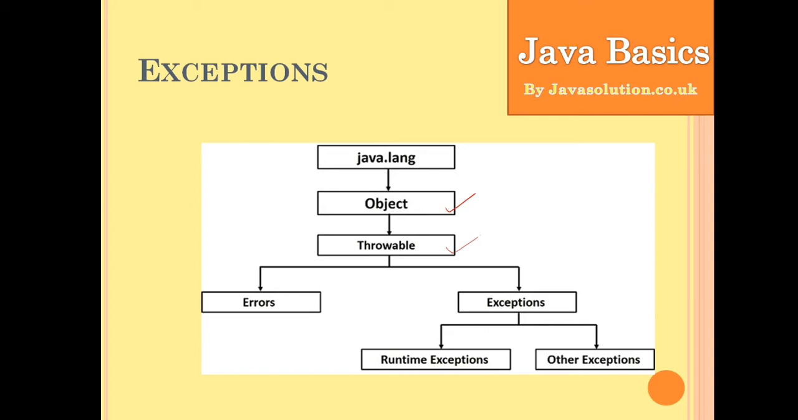In Exception, we can have two further categories called runtime exceptions and other exceptions. The other exceptions are actually the checked exceptions that need to be handled by the developer, and the runtime exceptions are automatically handled by the JVM, so we don't need to worry much about the runtime exceptions.